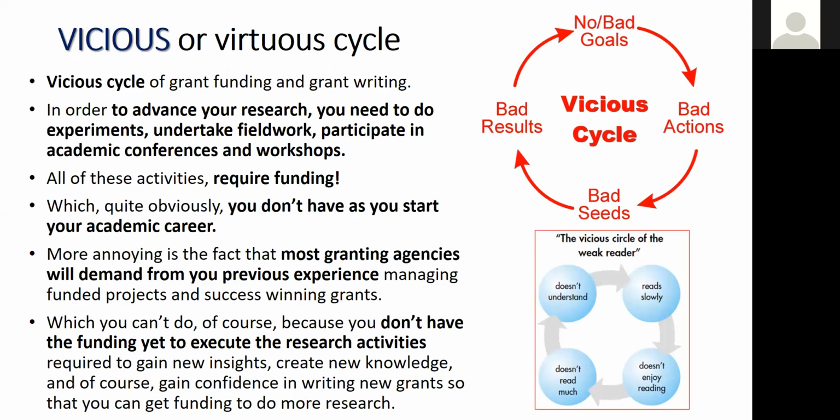Vicious or virtuous cycle here. When you talk about grant projects, you always talk about this cycle. Firstly, the vicious cycle. Why is it vicious? Especially if you are new to grant writing. To advance your research, you need to do a lot of work. You need to do a lot of experiments, undertake a lot of fieldwork. You need to have the right team and networking as you participate in conferences. And all this needs money. Without money, you can't work on it.